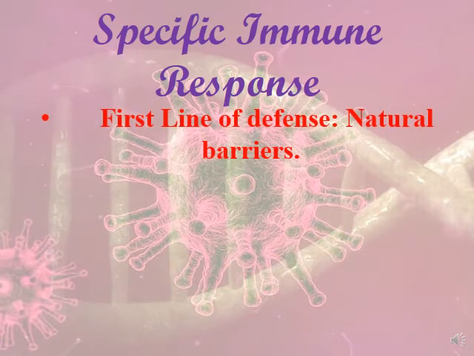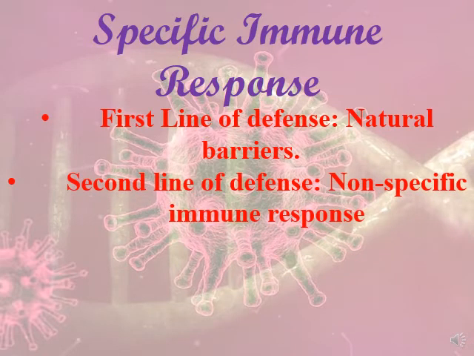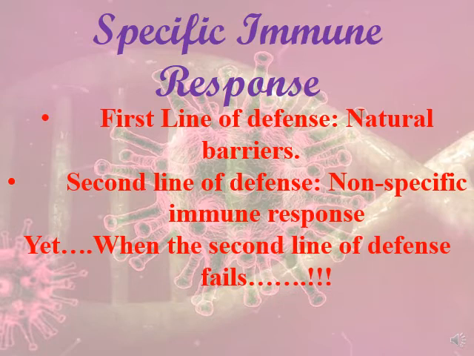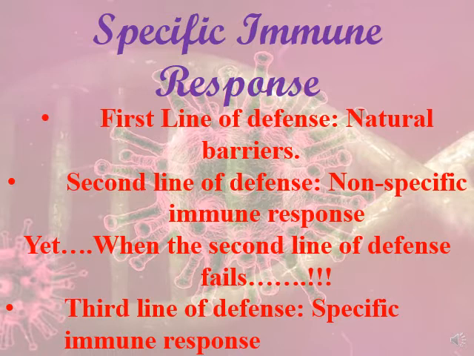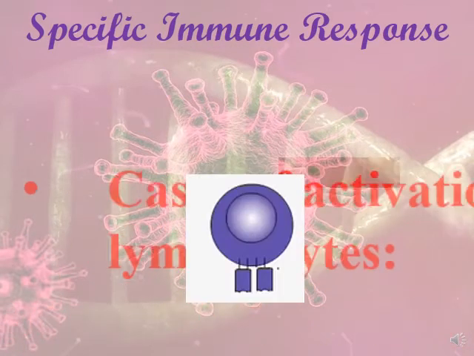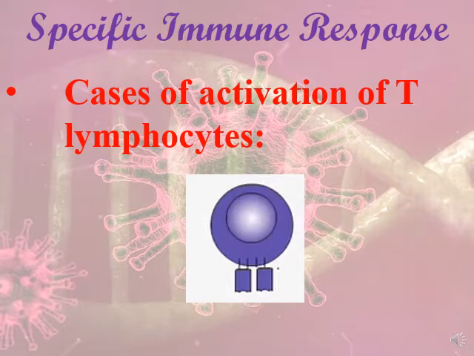lymphocytes. Specific immune response. If the first line of defense, the natural barrier, was crossed, we move to the second line of defense, which is the non-specific immune response. So what will happen if the first and the second lines of defense fail to do the job and to eliminate the non-self? We will have the third line of defense, which is the specific immune response. Let's talk here about the cases of activation of T lymphocytes.